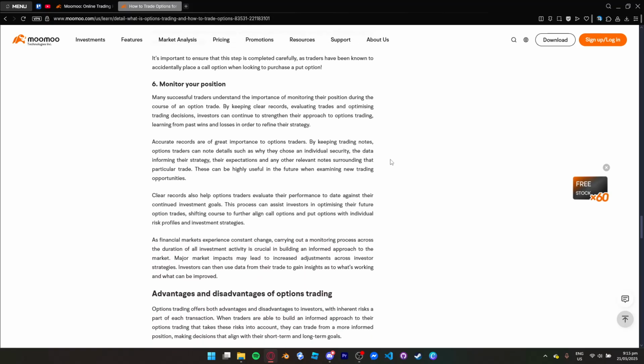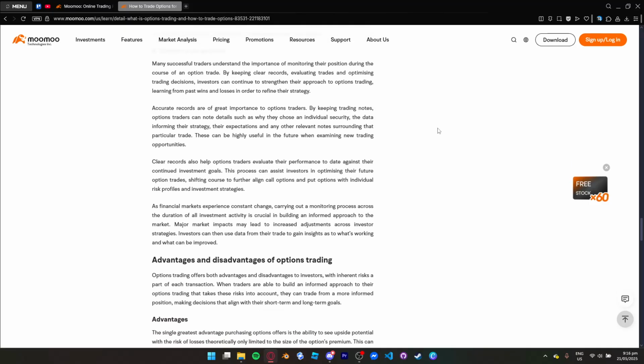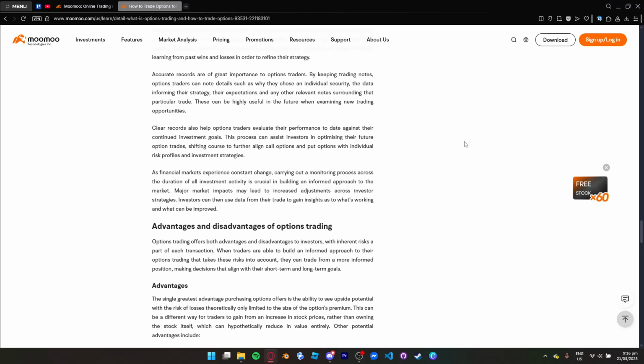Now, lastly is monitor your position. Many successful traders understand the importance of monitoring their position during the course of an option trade. By keeping clear records, evaluating trades, and optimizing trading decisions, investors can continue to strengthen their approach to options trading, learning from past wins and losses in order to refine their strategy.